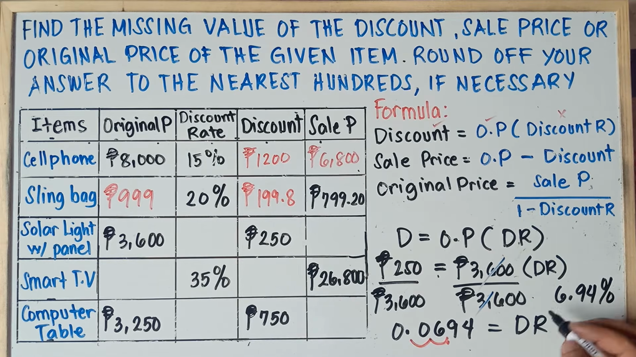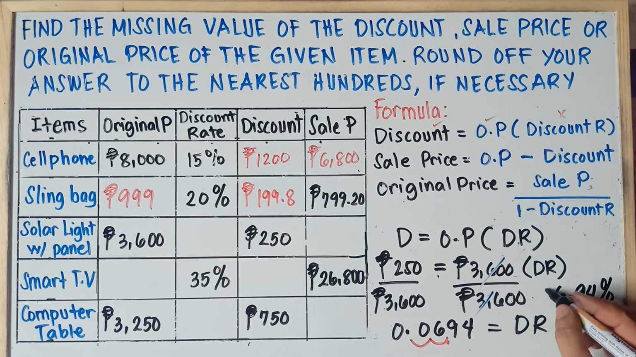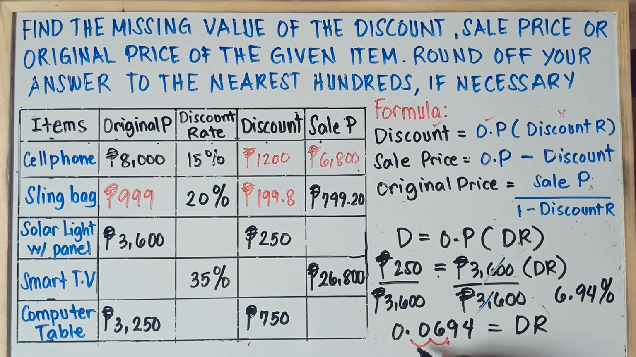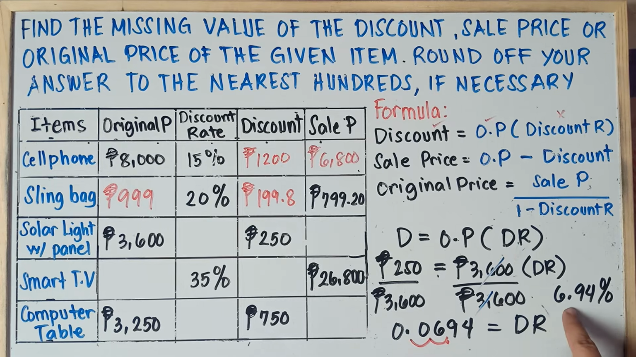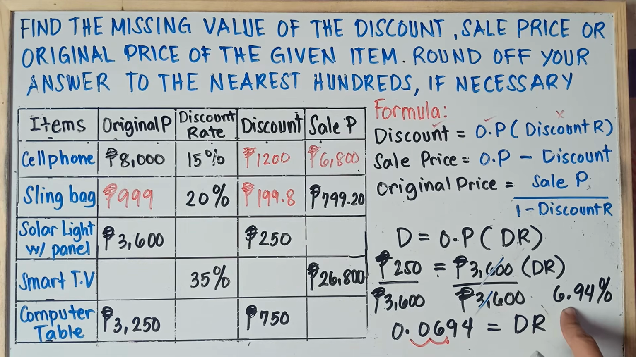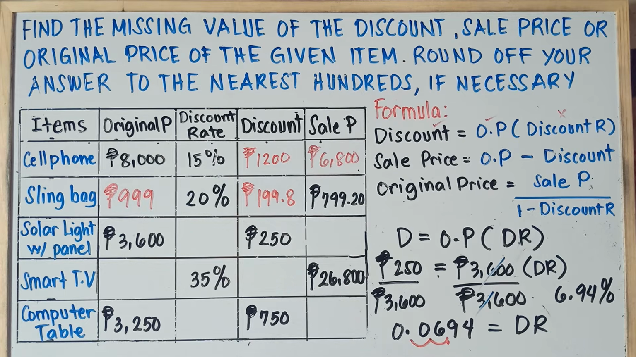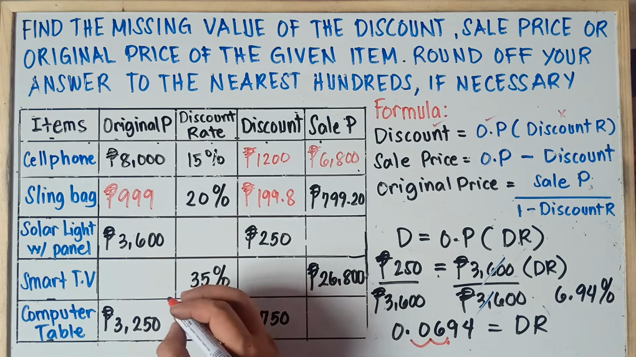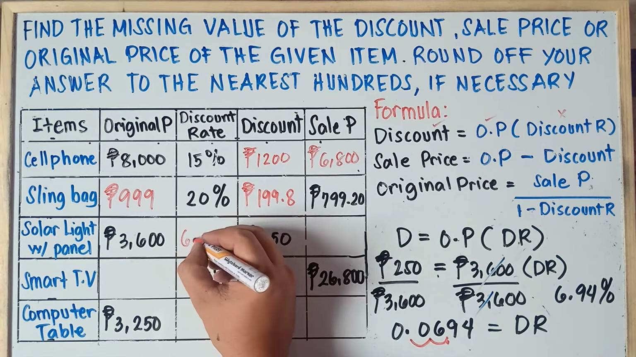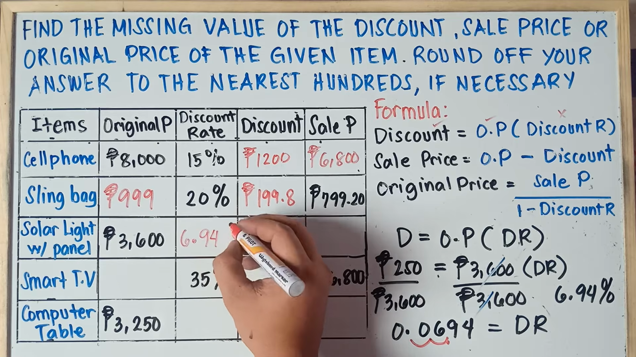Do not write 0 plus. Once again, 1, 2. You have 0.694%. Just erase 0 plus. Once again, move the decimal, 1, 2. The answer is 6.94%. Alright, so this is 6.94%. Do not forget percent.